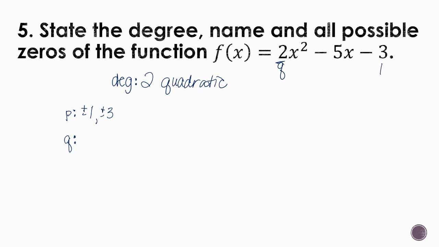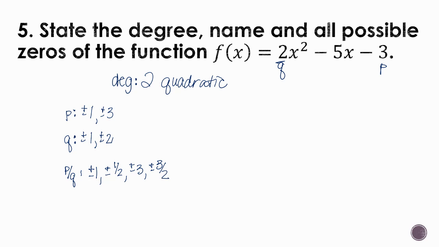I'll label this for you so you can see. Plus or minus 1, plus or minus 2. And we're going to get all of our possible factors that way. So first I'm going to start with 1 divided by 1 is 1. 1 divided by 2 is 1/2. 3 divided by 1 is 3. And 3 divided by 2 is 3/2.